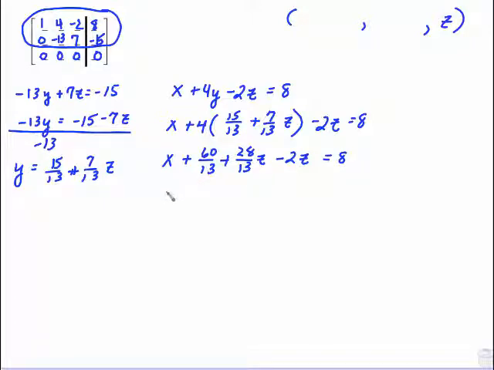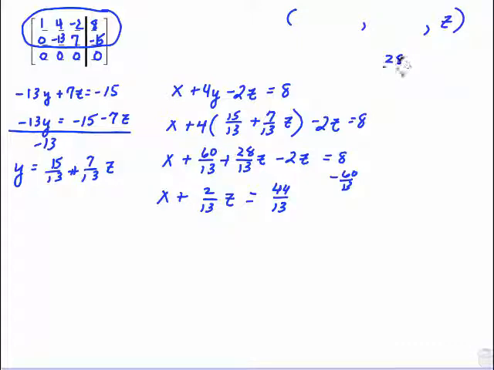Still need to clean this up. I've got 28/13 z minus 2z. You can use your calculator on that, and you can get 2/13 z. Then we have a plus 60/13 right here. I need to move it to the other side by subtracting 60/13 from both sides. And you can use your calculator on that, and that gives me 44/13. Now, if your calculator doesn't use fractions, then you're going to have to do this by getting a common denominator.